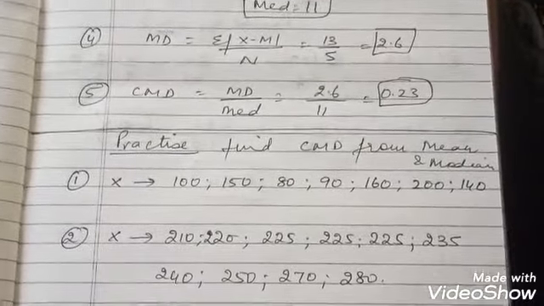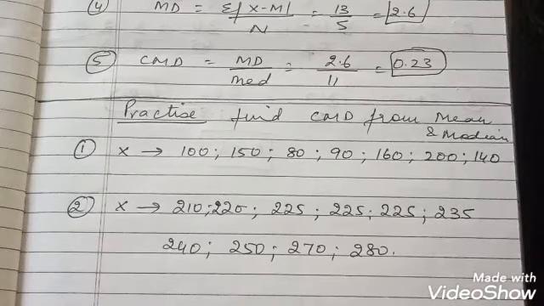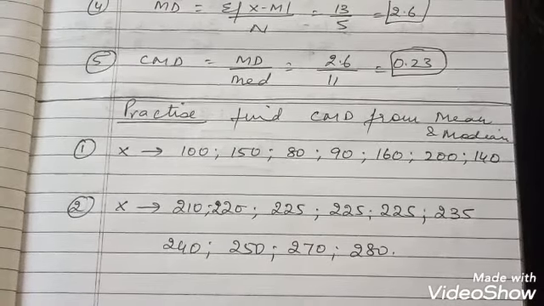Children, two sums for practice. You will do both these sums from mean as well as from median. So these are four sums for you.